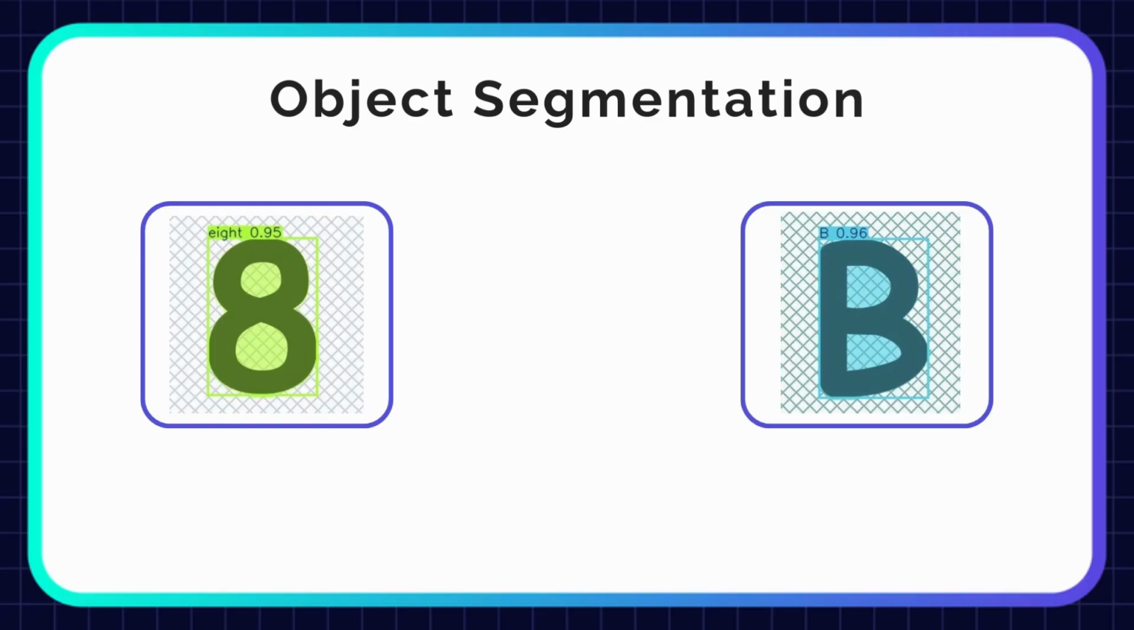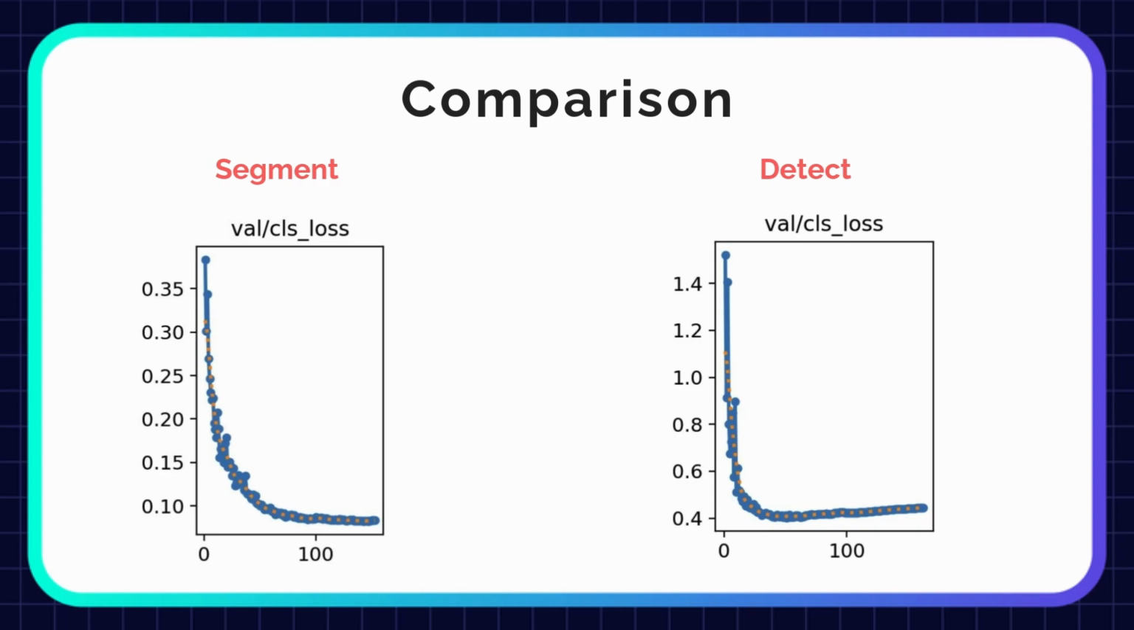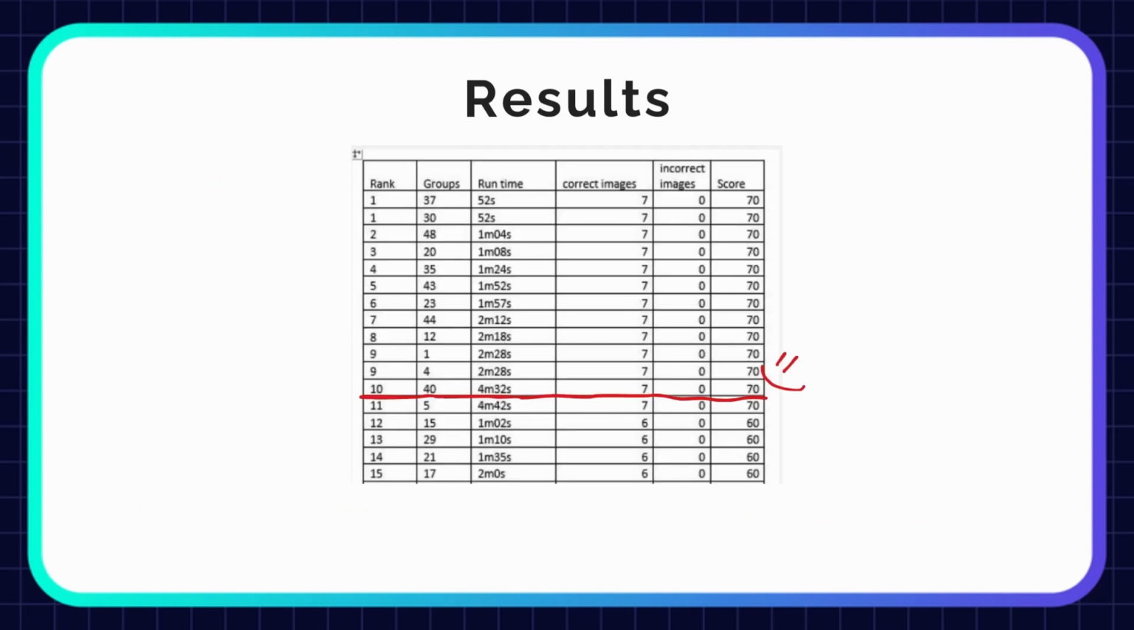Let's look at the classification loss, which is the problem that I was talking about earlier. 0.4 against 0.08, with detection being more than 4 times as likely to classify a symbol wrongly than segmentation. Thus, we opted to use an object segmentation model, thus enabling us to correctly identify all 7 symbols in task 1.